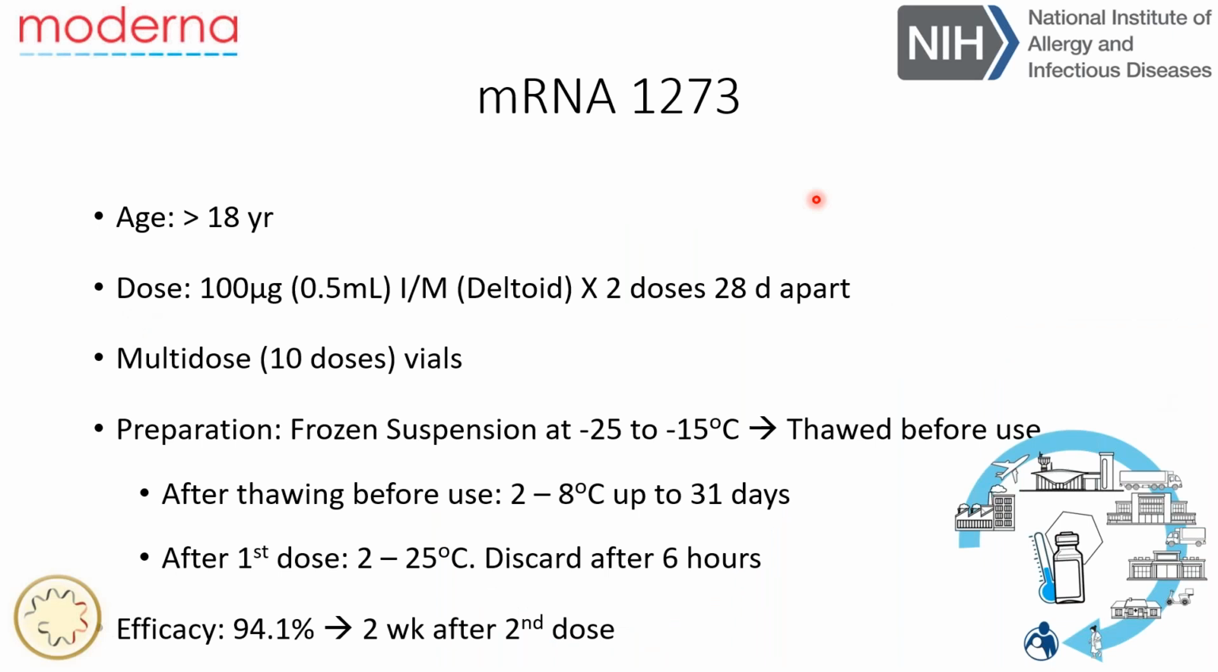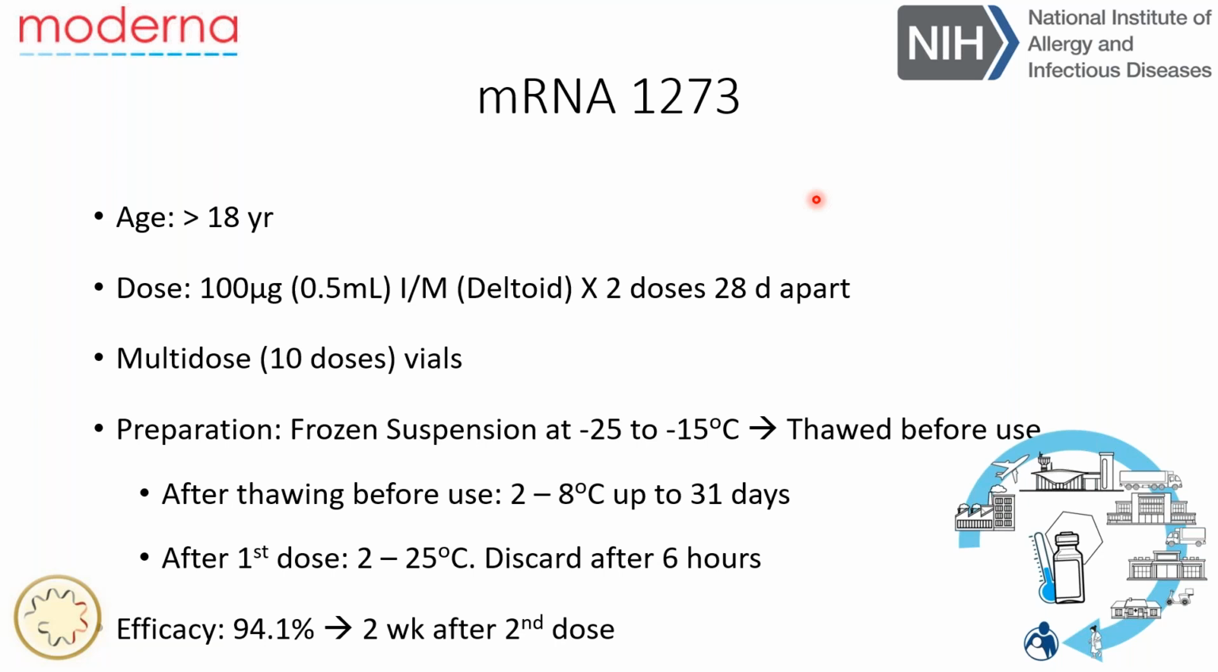This vaccine is approved for more than 18 years of age. Its dose is 0.5 ml intramuscular, 2 doses 28 days apart. A 10-dose vial is available. Its preparation is a frozen suspension at minus 25 to minus 15 degrees Celsius. It has to be thawed before use.